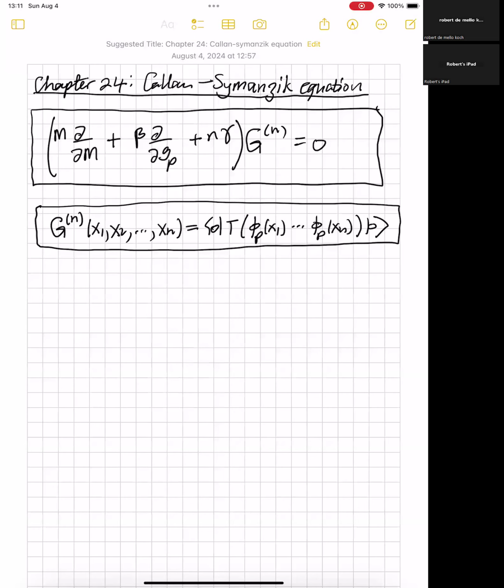Okay, so now we've got the Callan-Symanzik equation. What we're going to do now is calculate the beta function, beta, and the anomalous dimension gamma to one loop in our phi-to-the-4 theory. So let's just set the calculation up. What does our Lagrangian look like?